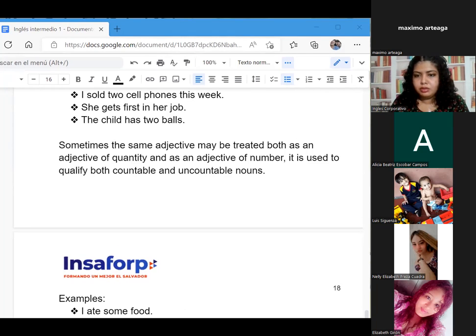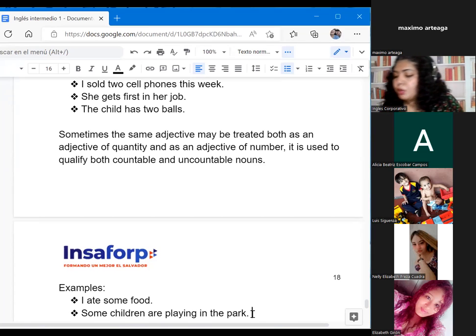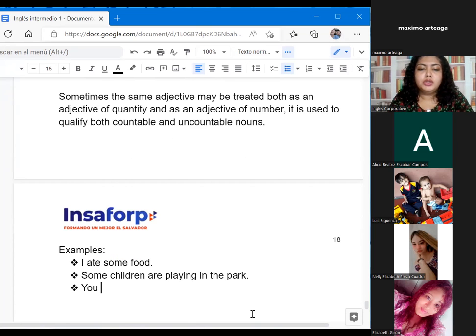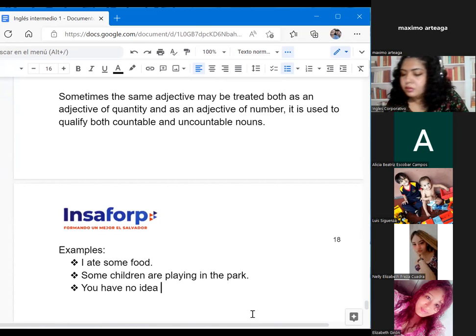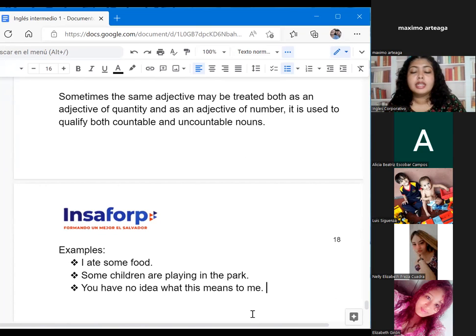Then we have another one. You have no idea what this means to me. Pero tienes idea de qué es, lo que significa esto para mí. In this case, we are talking about an idea. This is something that we cannot count. We can call it an abstract idea, because it's something of the mind.